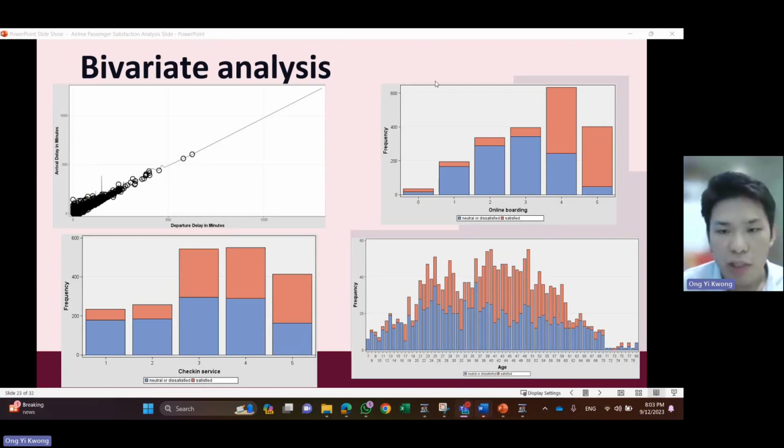Moving on, we look at a few bar charts. The first bar chart is online boarding, assessed by frequency. The second is check-in service and frequency, and the last one is age, assessed by frequency. For these two services, you can clearly see that when the rating of these two services increases, the ratio of satisfied also increases. For age, when the age increases, the ratio of satisfied also increases, but there's a sharp decrease of the ratio when it reaches 60. You can see here.